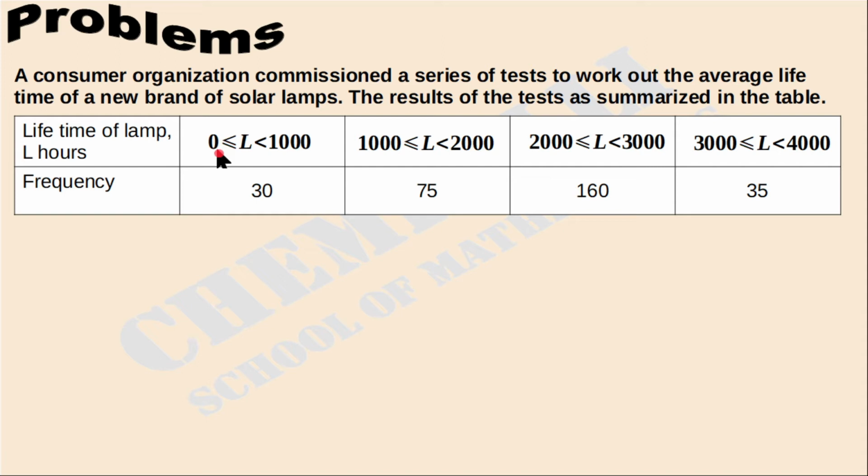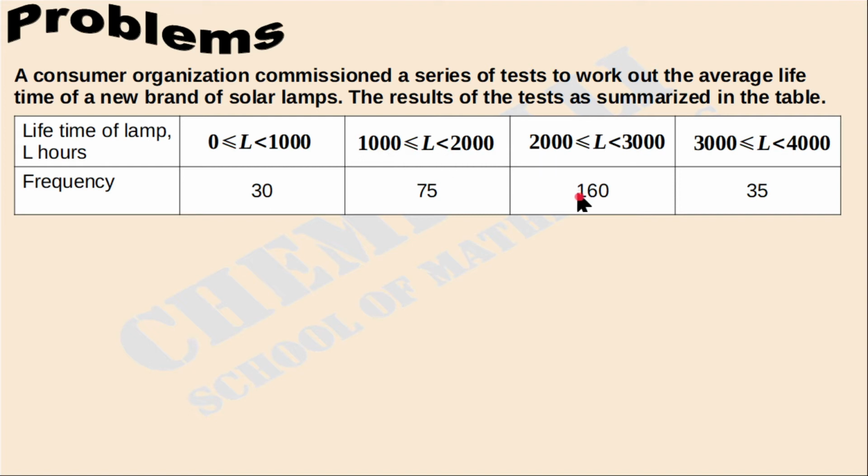What is the meaning of 0 less than or equal to L less than 1000? That is the number of lamps whose lifetime is between 0 and 1000. How many lamps are there in this case? 30. That is 30 lamps with a lifetime between 0 and 1000. The next one, 75 lamps, has a lifetime between 1000 hours and 2000.